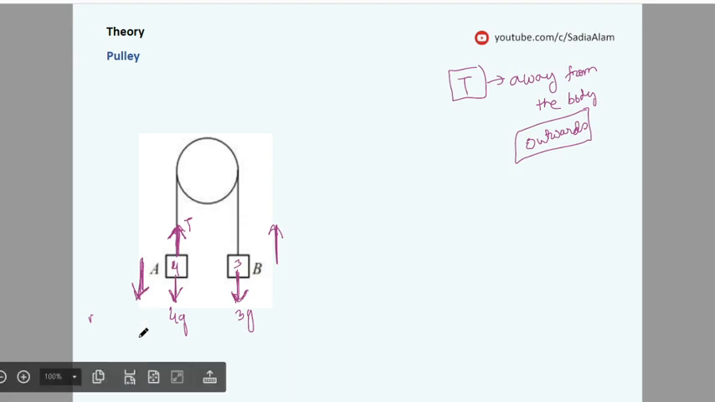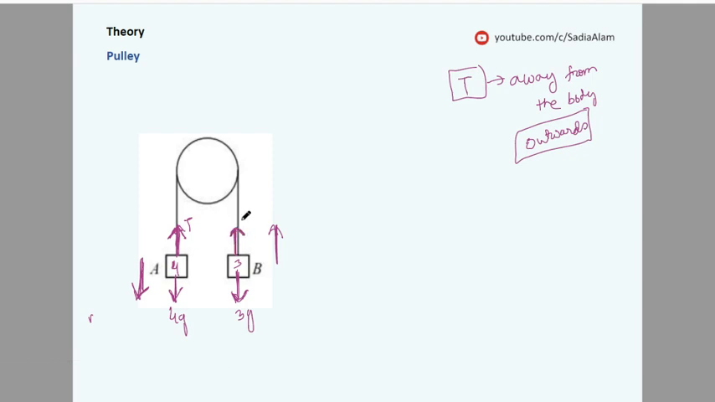and for particle B, when particle A is moving downward, B will move upward. So B will have a force that will pull it in this direction. So that's the tension. So tension acts away from the body. As you can see, it's outward, away from the body.